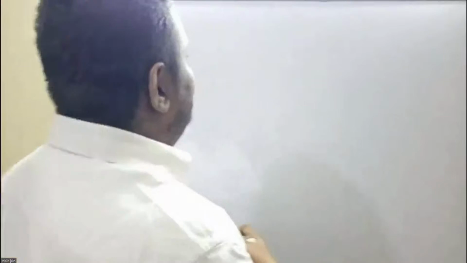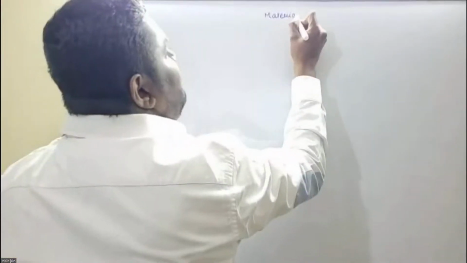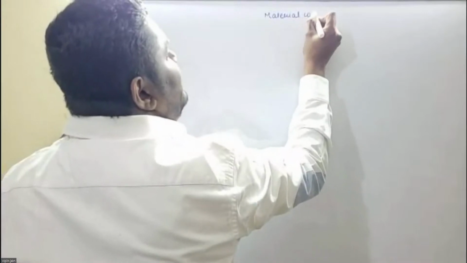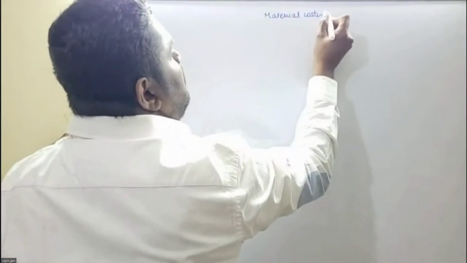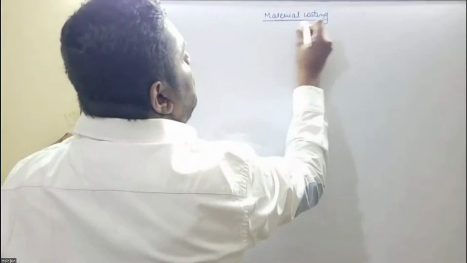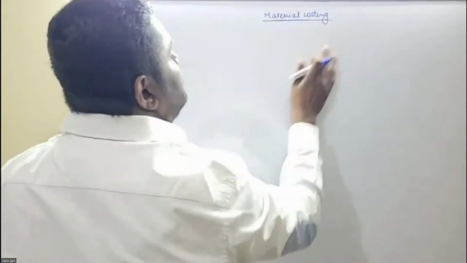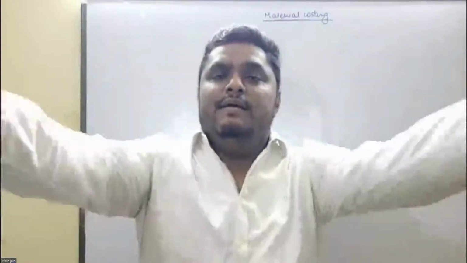So guys, now let's start with the first chapter of the syllabus, that is material costing. The first element of the cost, that is material cost. Now guys, what is material? The first point is what is material? What exactly we are studying.